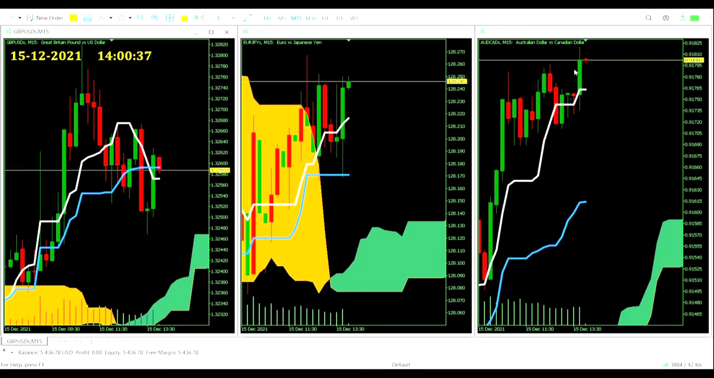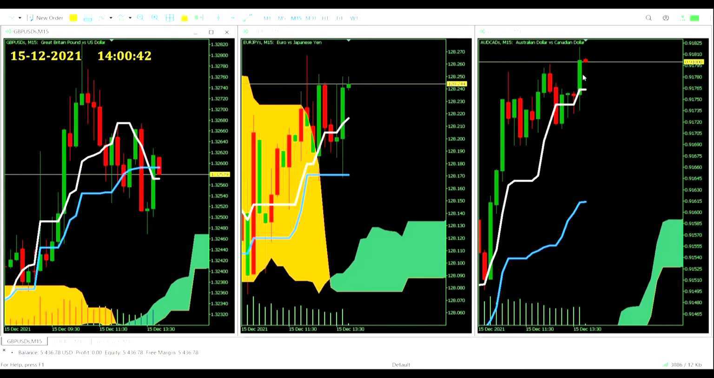Meanwhile, Australian dollar, Canadian dollar, that is pushing to new highs. Doesn't seem to want to stop over there. Very strong for the Australian dollar and very weak for the Canadian dollar. Finally, Euro Yen just continues to range around in those highs. No closer for a signal.